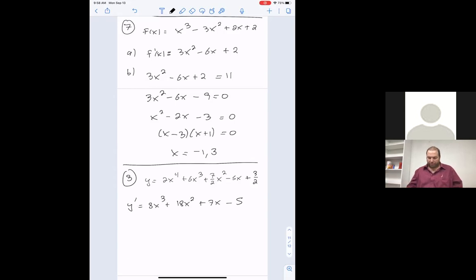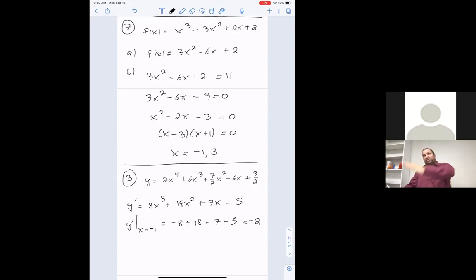So we have the derivative. If I evaluate the derivative at x equals -1, I get -8 plus 18 minus 7 minus 5. That is what, -2? -8 plus 18, 10, 10 minus 7, 3, 3 minus 5, -2. So the tangent line at -1 has slope -2. We want to find the x coordinates on the curve at which the tangent is parallel to that.